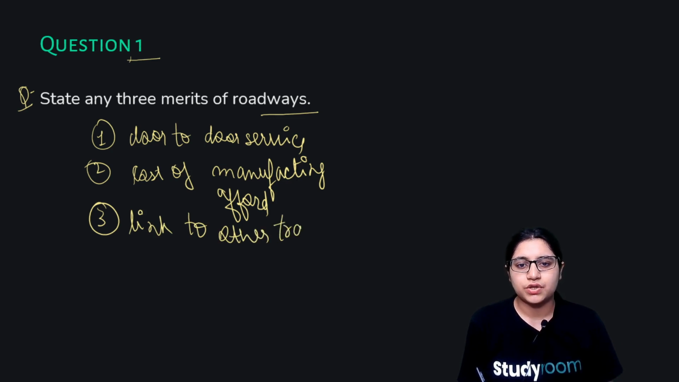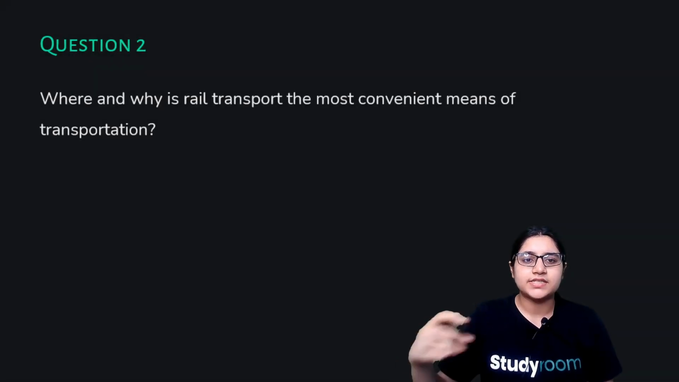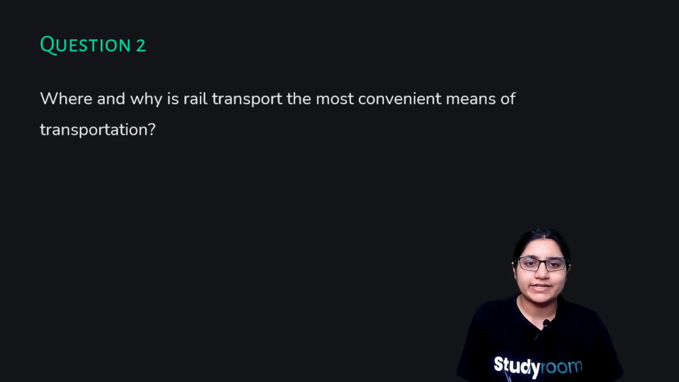So if you have to go to the railway station, you would book a cab and go there. You would go by bus or train or tempo, anything like that. Now the second question is, where and why is rail transport the most convenient means of transportation?